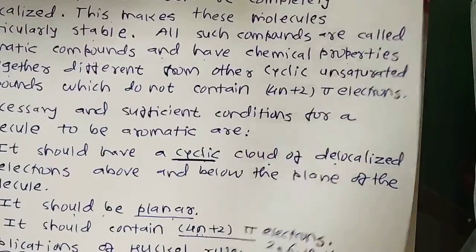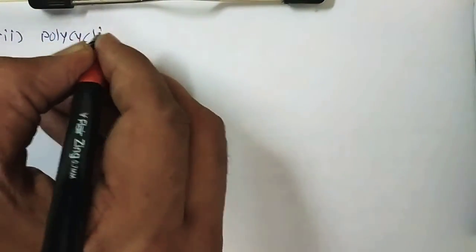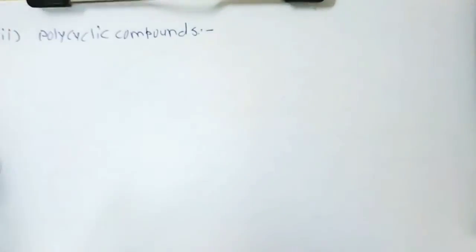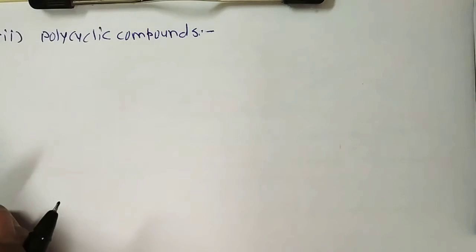Now we move to another point. Another system is called the polycyclic system. Number 2, polycyclic compounds. So what are polycyclic compounds? Polycyclic compounds means they have more than one ring.